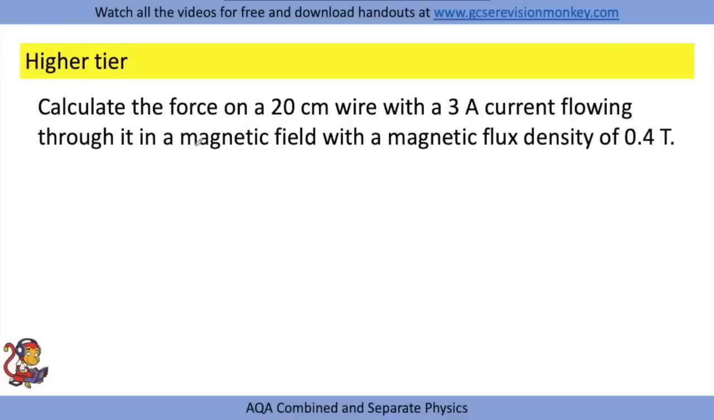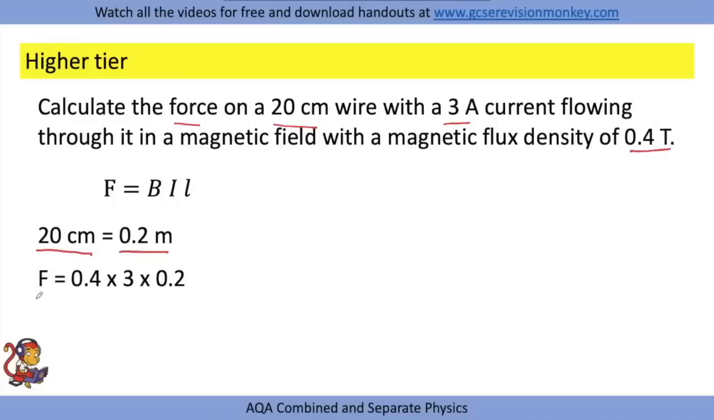So a quick example might be something like: calculate the force on a 20 centimetre wire with a 3 amp current flowing through it in a magnetic field with a magnetic flux density of 0.4 teslas. So using F = BIL, we first convert our 20 centimetres into meters, and then we put our numbers in. Force is equal to 0.4 tesla times 3 amps times 0.2 meters, which would be equal to 0.24 newtons.